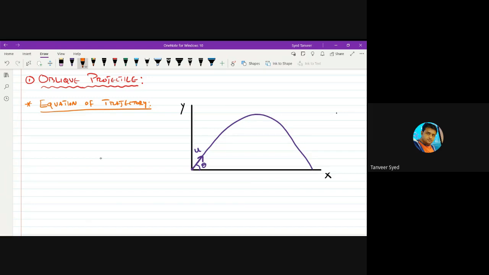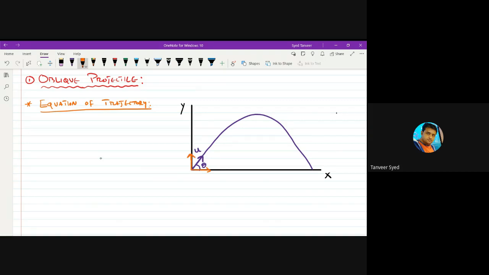At the time of projection, the point of projection, I am giving velocity u. So I can resolve this velocity into horizontal and vertical components. This is the horizontal component of velocity. This is the vertical component of velocity.